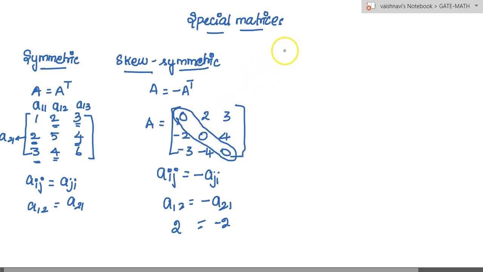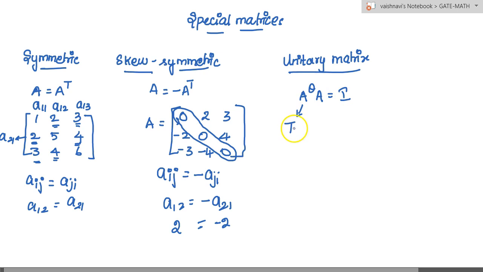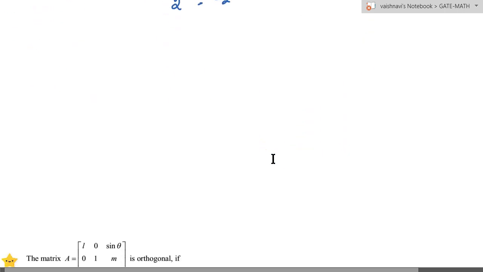Next, we go to unitary matrix. A theta into A is equal to I. A matrix is called a unitary matrix if A theta into A is equal to I. What is A theta? A theta is the transpose conjugate matrix, the transpose conjugate of A. Please check my last video for a detailed explanation about this matrix. And another thing is that A theta is equal to A inverse. These are the two properties of this matrix.